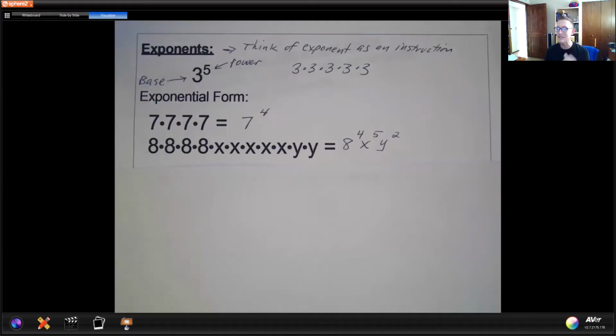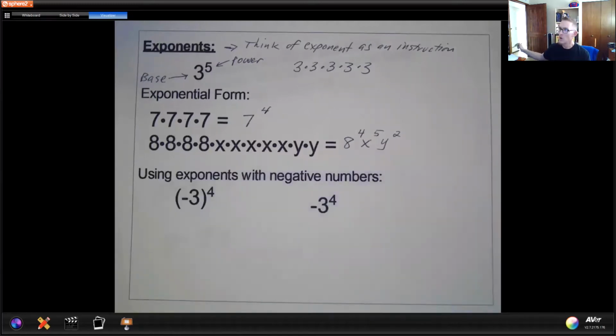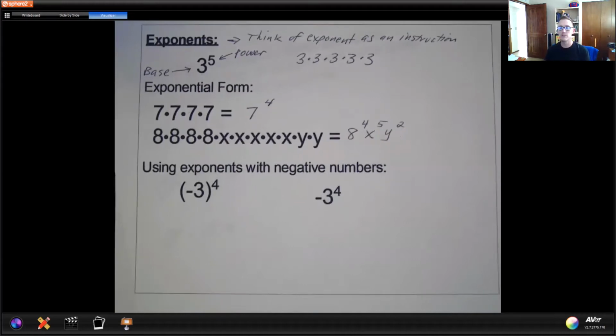The next idea, before we get into the real heavy-duty stuff, is what happens when we have exponents with negative numbers. So -3 to the 4th power and (-3) to the 4th power. I want you to just think for a moment about what the answers for each one of those are, at least what you believe the answers are, and then we'll talk about it.